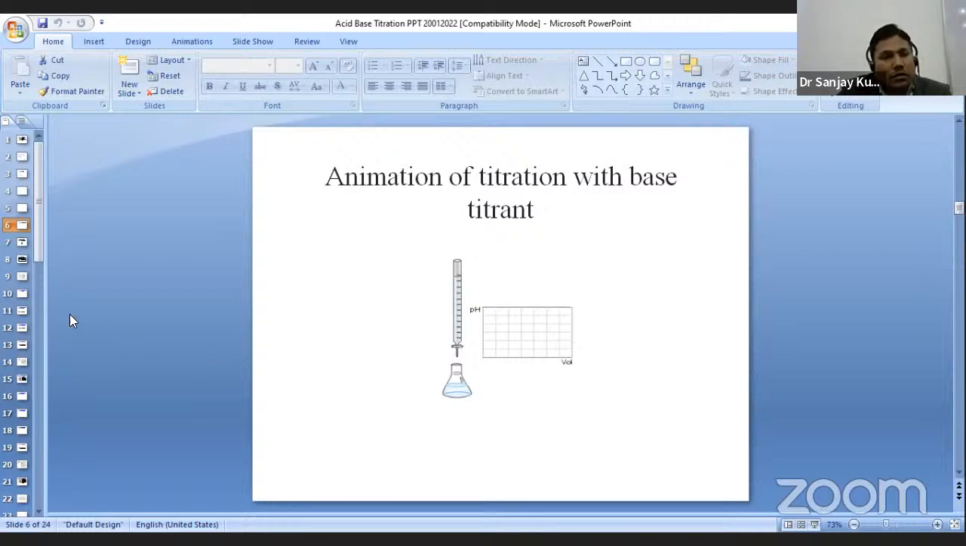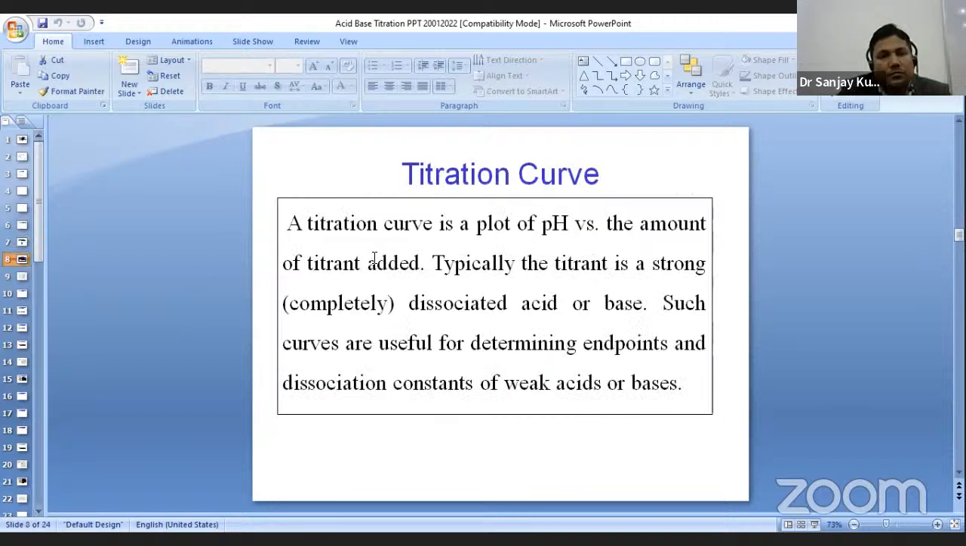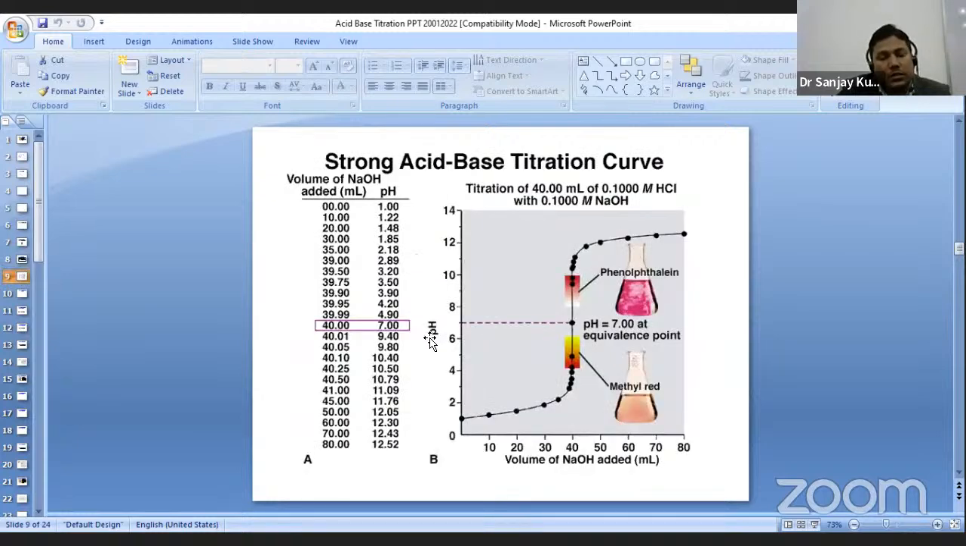Here you can see a titration curve we plot. Typically the titrant is a strong acid or base, and such curves are useful for determining the endpoint and dissociation constant of a weak acid versus weak base. Here you can see a strong acid versus strong base titration curve, where we plot pH against the volume of NaOH added.